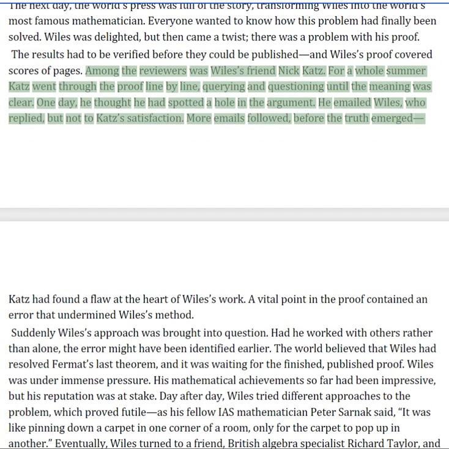Among the reviewers was Wiles's friend Nick Katz. For a whole summer Katz went through the proof line by line, querying and questioning until the meaning was clear. One day, he thought he had spotted a hole in the argument. He emailed Wiles, who replied, but not to Katz's satisfaction. More emails followed, before the truth emerged.